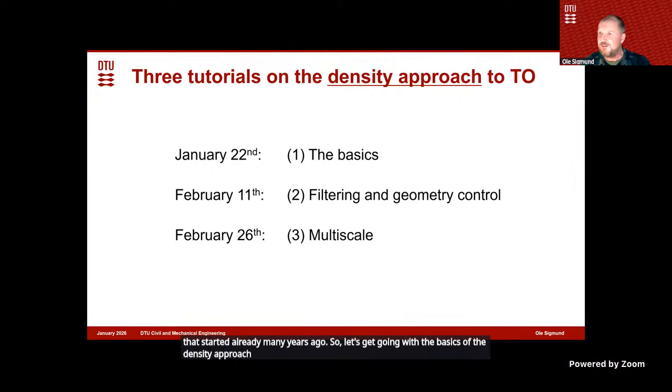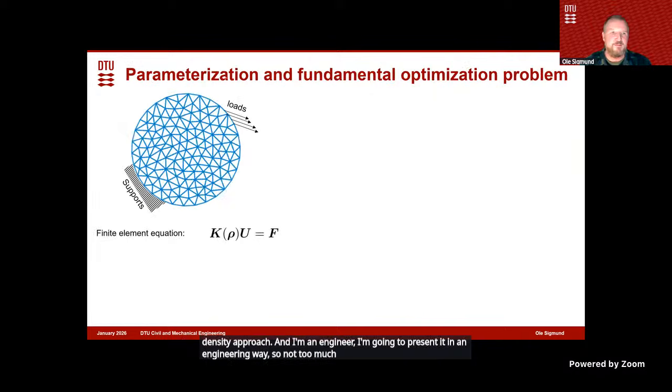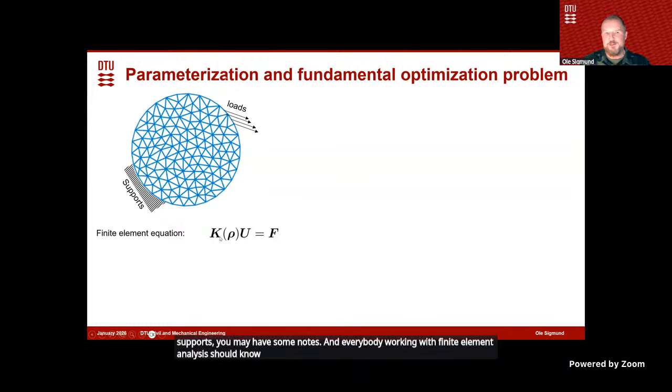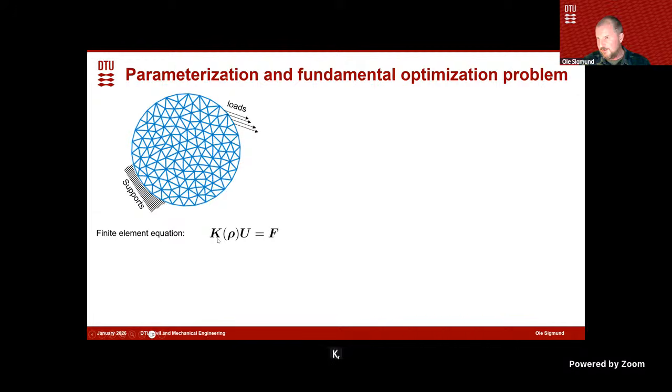And I'm an engineer. I'm going to present it in an engineering way, so not too much mathematics, but I'm sort of assuming that people at least know basic finite element analysis to be able to follow. So I'm starting with a design domain that has been discretized by finite elements. It may have some supports, it may have some loads, and everybody working with finite element analysis should know the finite element equation. We have K, the system matrix or the stiffness matrix in mechanics. U is the state vector, that would be the displacement solution, and F is the load vector.